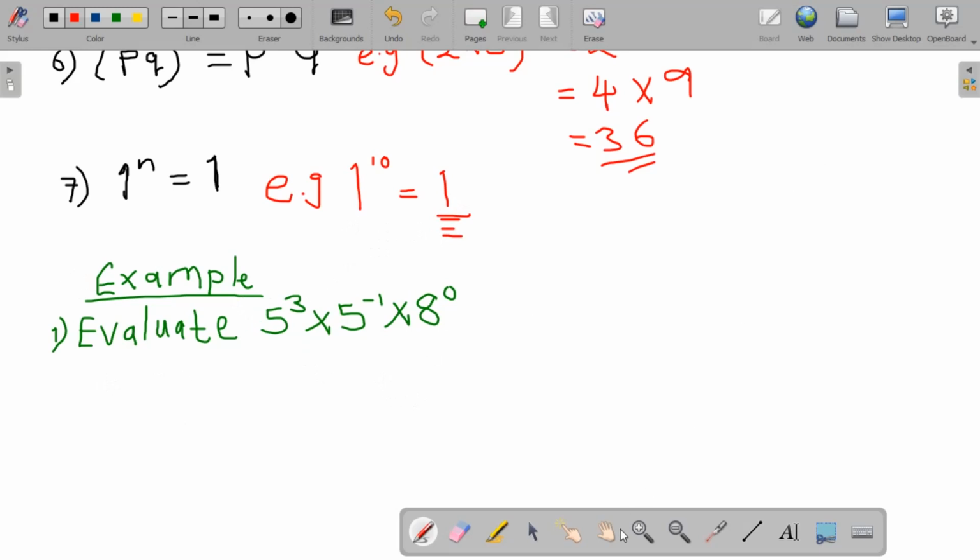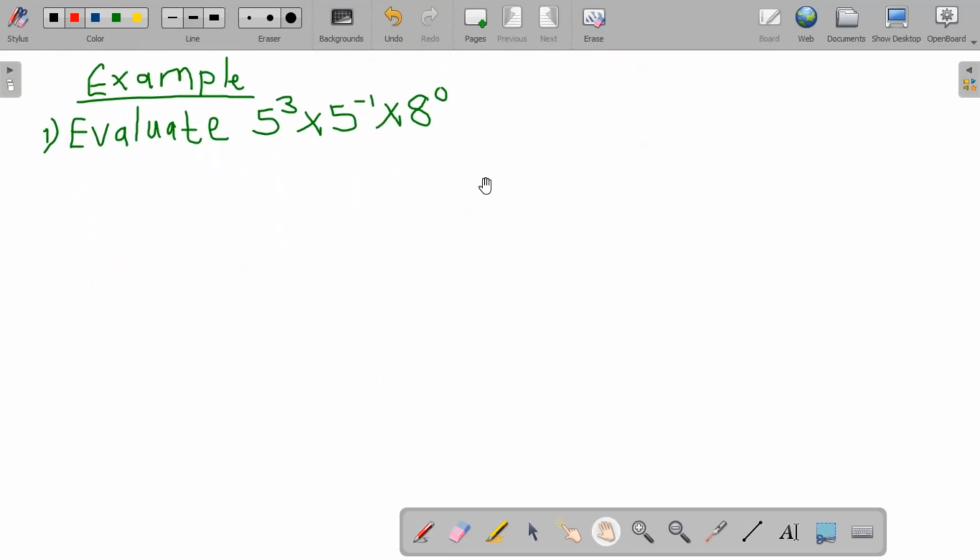Okay, we go to the example that they have given us. They have said evaluate 5 to the power 3 multiplied by 5 to the power negative 1 multiplied by 8 raised to the power 0. So the whole issue when you're solving such questions is that we are supposed to make these bases the same, so that we use rule number 3.